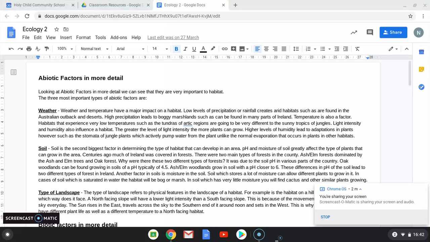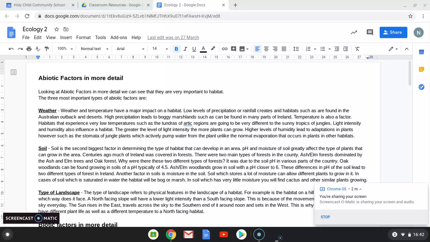Higher levels of humidity will lead to adaptations in plants. The stomata, which are tiny little holes on the underside of a leaf, which allow excess water to be given out. The stomata of jungle plants actually have structures on them that actively pump water out of the plant. Unlike, say, plants in Ireland that just use evaporation to get rid of excess water.